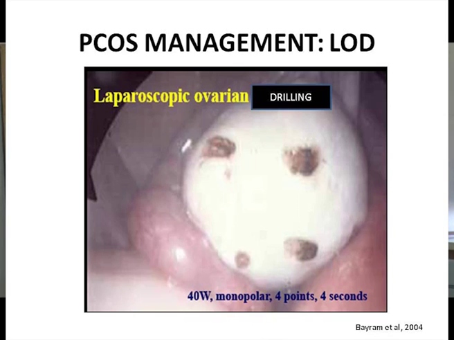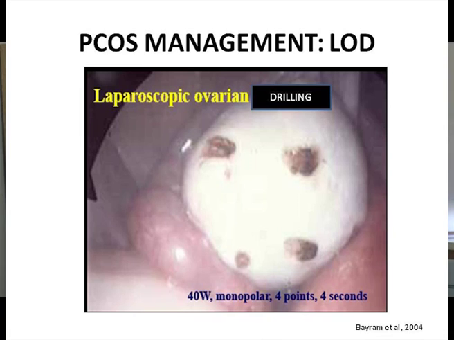And generally we say drill 4 holes. It's a 40 watts monopolar current that you use, 4 seconds per hole. So it's a rule of 4: 4 holes, 40 watts, and you stay 4 seconds in each hole.